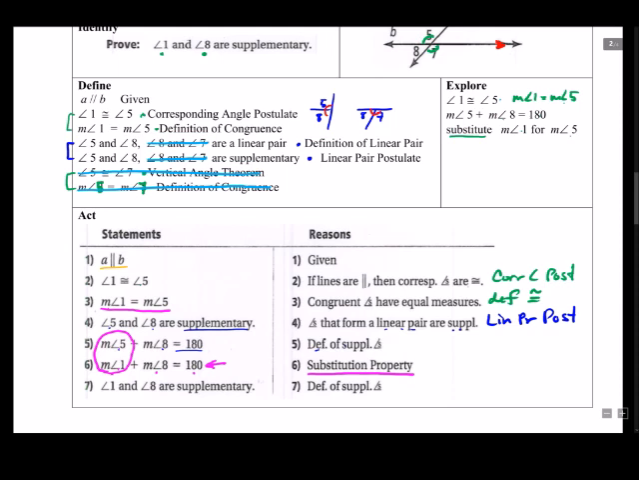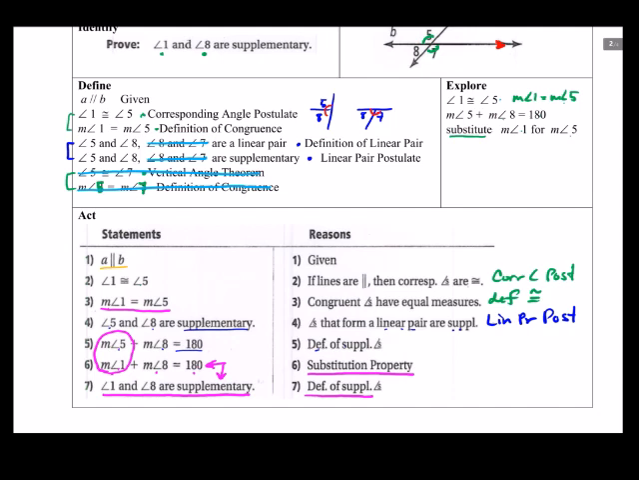This right here lets me say this right here. Angle 1 and angle 8 are supplementary. How come? Simply the definition of supplementary. I said measure of angle 1 plus measure of angle 8 equals 180 degrees. By definition, that is supplementary. So do you see how we logically worked our way through here?